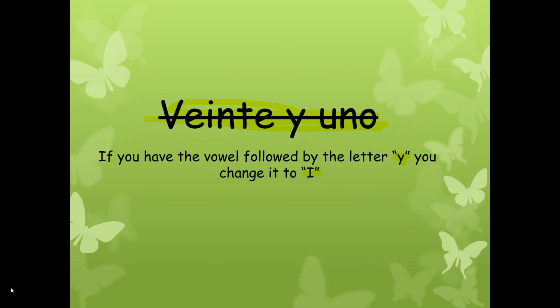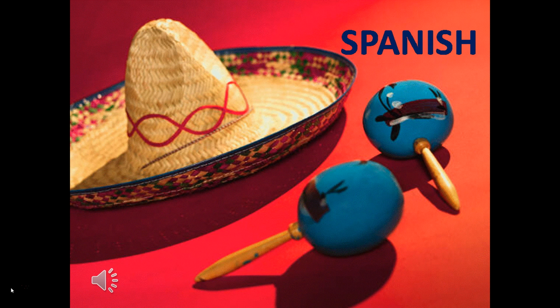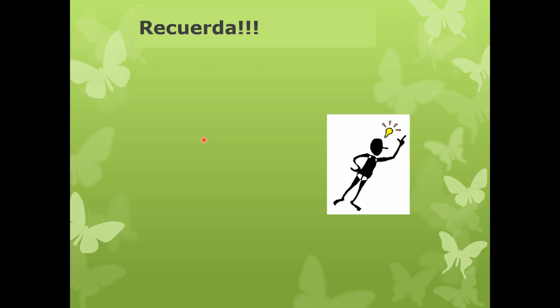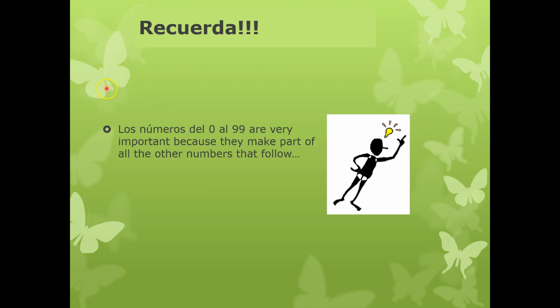Let's move on. We have some maracas. ¿Cuántas maracas hay? Hay una y dos maracas. ¿Cuántos sombreros hay? Hay un sombrero. Recuerda, remember, los números del 0 al 99 are very important because they are part of all the numbers that follow, which means that you're gonna use these numbers from now on.